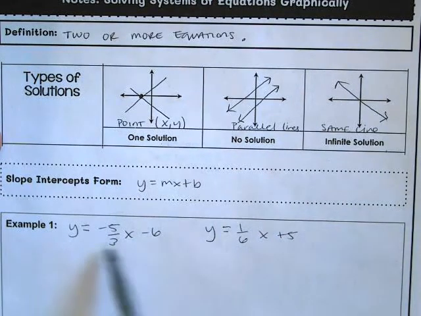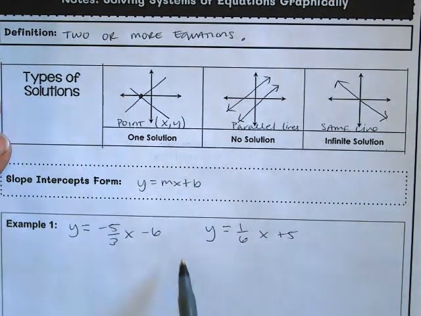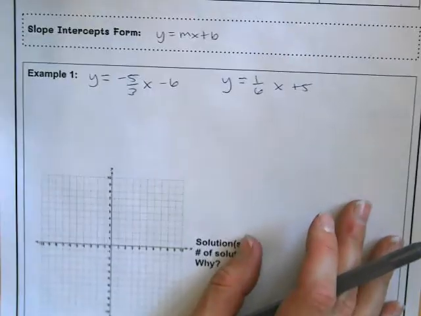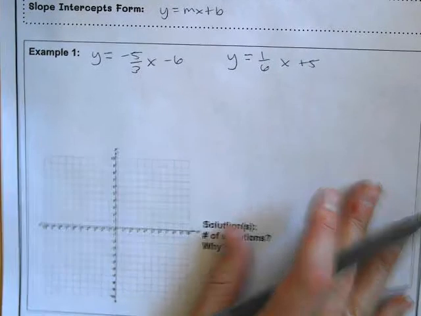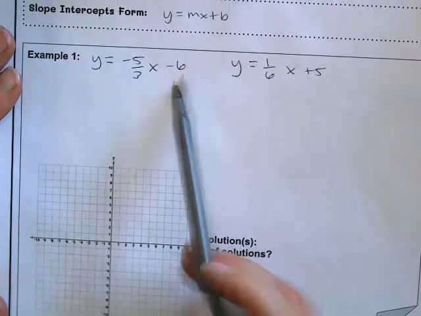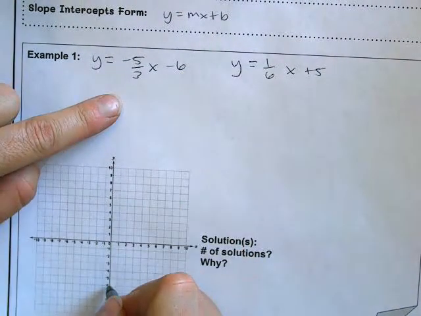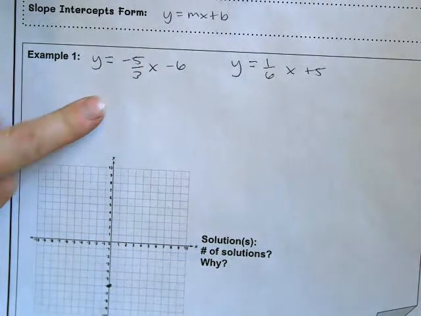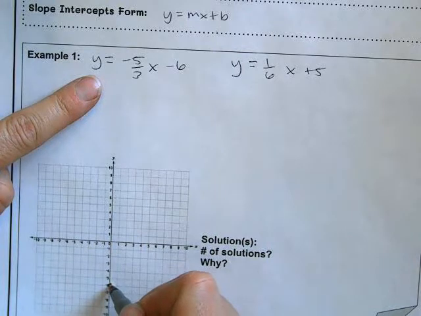So this means that we are already in y equals mx plus b, so we can go straight to graphing. We graph by starting with the y-intercept. So you always start with the value that doesn't have the x. I'm going to start with this first graph. On your y-axis is the y-intercept. I'm going to start at -6. And then I'm going to use my slope of -5 and then to the right 3.